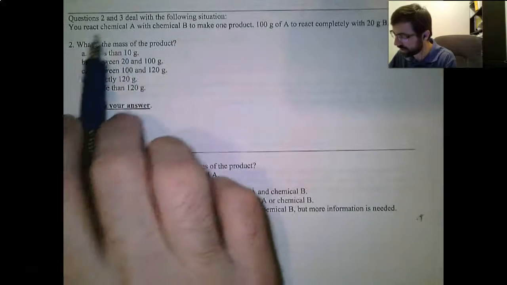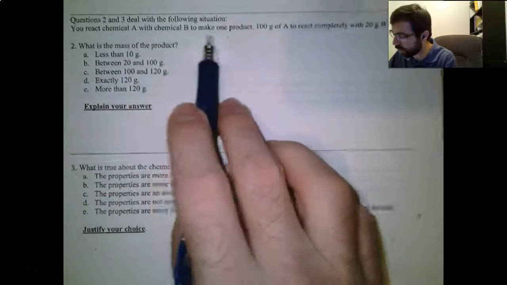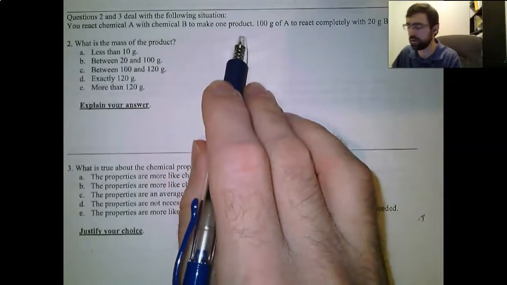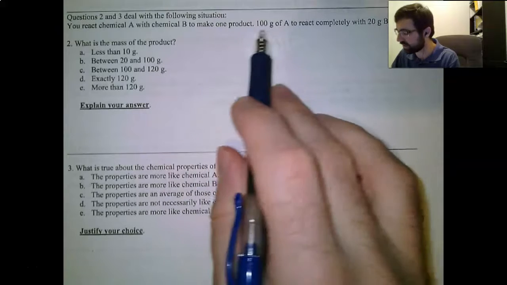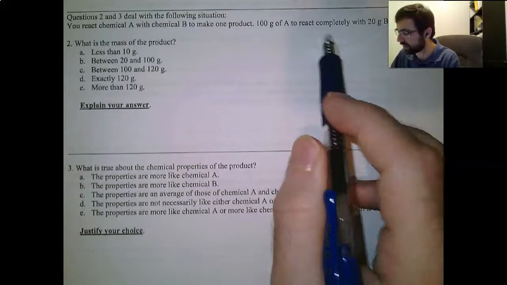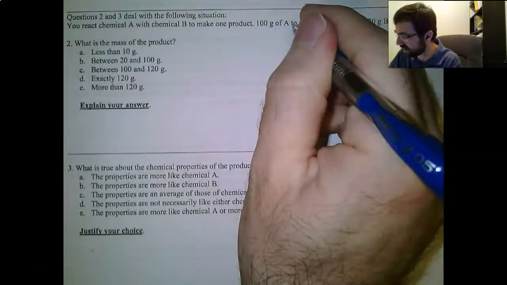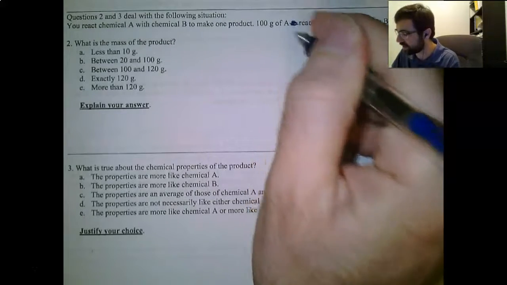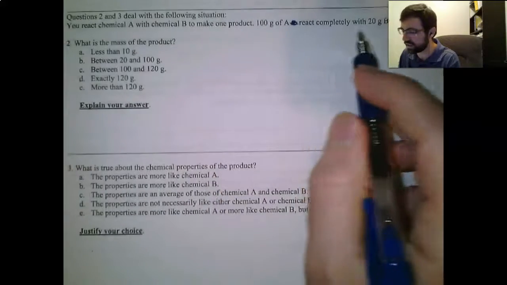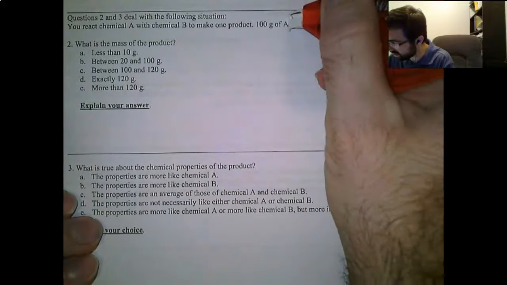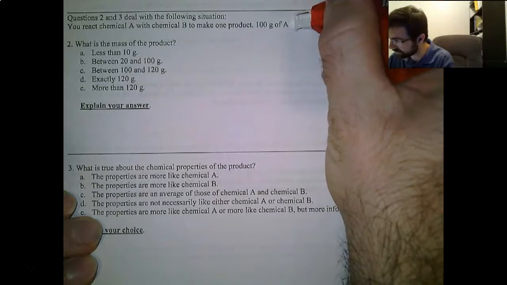You're reacting chemical A with chemical B to make one product. That's an important detail. There's only one product that comes out of this. 100 grams of A react completely with 20 grams of B. That 2 there is kind of just a typo. We don't need that. So 100 grams of A react completely with 20 grams of B. What's the complete mass of the product?